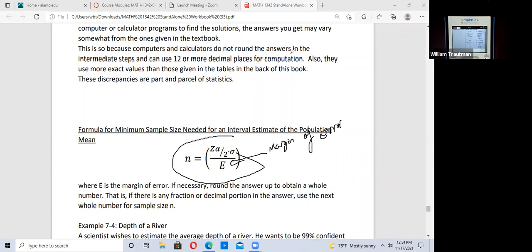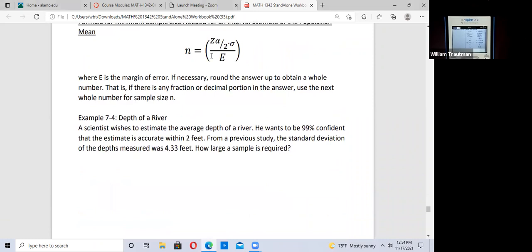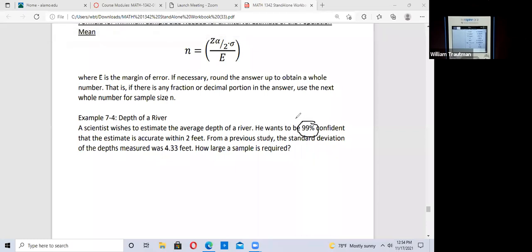All right, so let's find out how big our sample size is going to be. Let's find a problem. Here's a problem. A scientist wishes to estimate the average depth of a river. He wants a 99% confidence interval, and an estimate that is accurate within 2 feet.